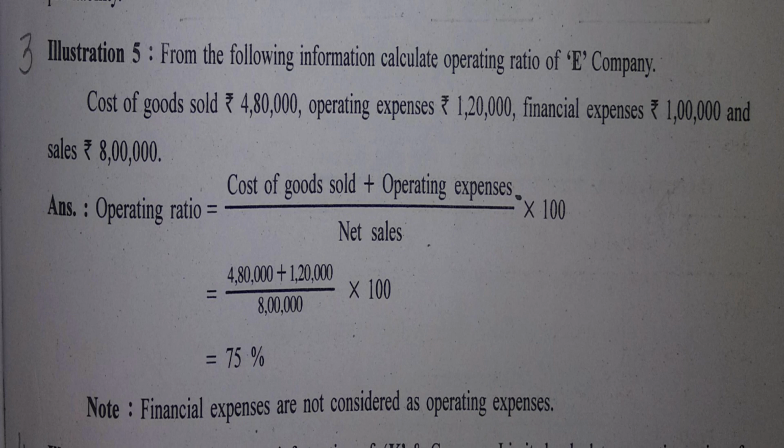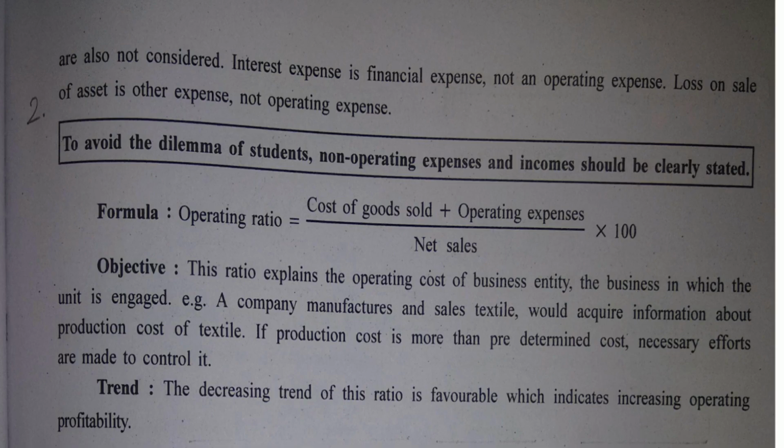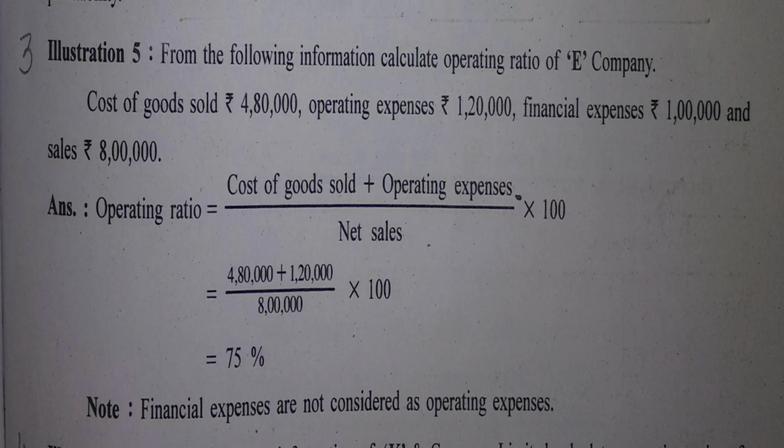The question says COGS equals 4,80,000, operating expenses 1,20,000, financial expenses 1 lakh, sales 8 lakh. Everything is given here. What is the formula for operating ratio? It is COGS plus operating expense upon net sales into 100. The question says find out operating ratio, and we have written the formula. Now we'll substitute the necessary figures and obtain the answer.